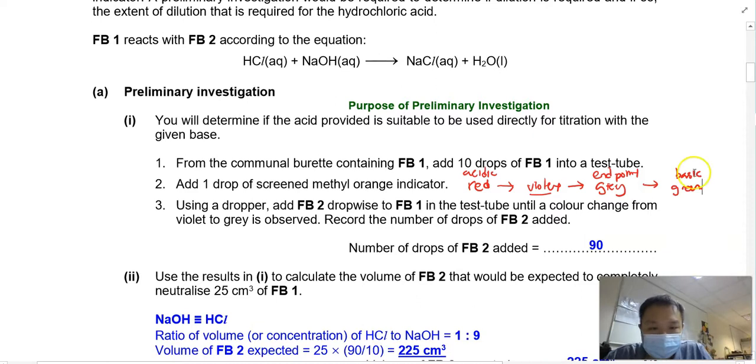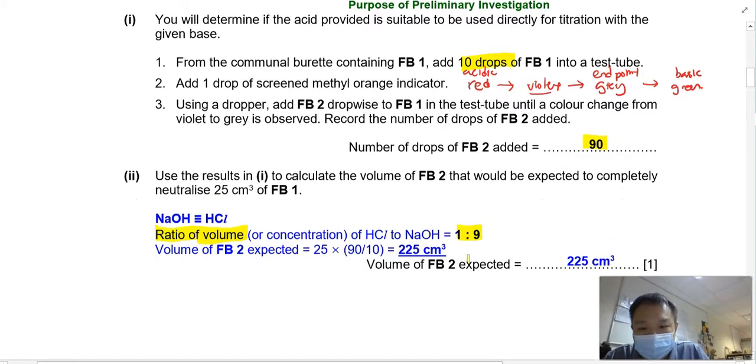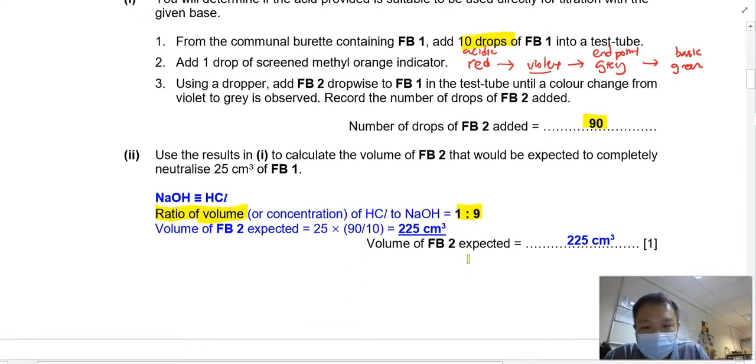With that understanding, we use a dropper to investigate how many drops of FB2 are required to reach the endpoint. 90 drops were required. Based on the proportion of 10 drops to 90 drops, the volume ratio is 1:9. Since NaOH reacts with HCl in a 1:1 ratio, if we use 25 cm3 of FB1, which is HCl, then the amount of FB2, the NaOH, expected is 25 times 90/10, or 9, and therefore I get 225 cm3. So take note of the units.